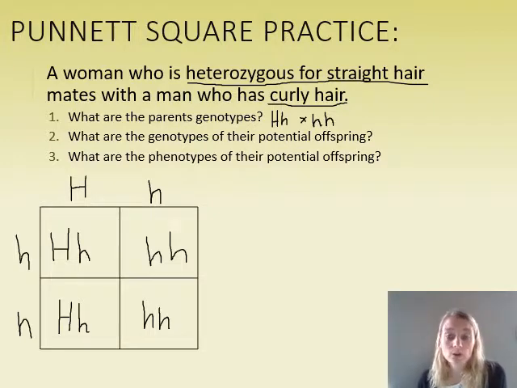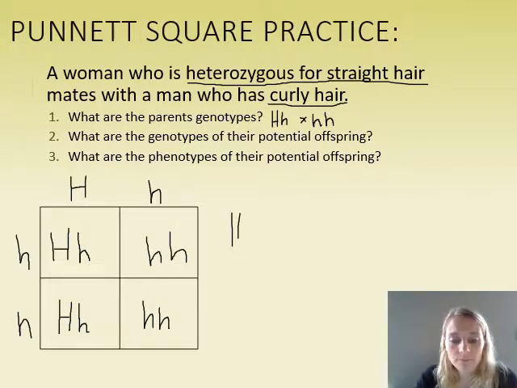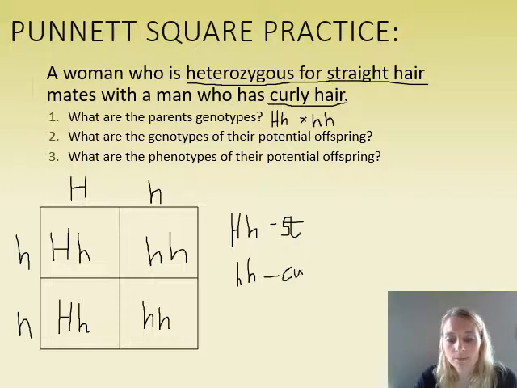And then what are the phenotypes of their potential offspring? So then that's where the key comes back in. You're like, okay, so my offspring could be either heterozygous or homozygous recessive. Okay. So if you remember, heterozygous was straight hair and homozygous recessive was curly hair.